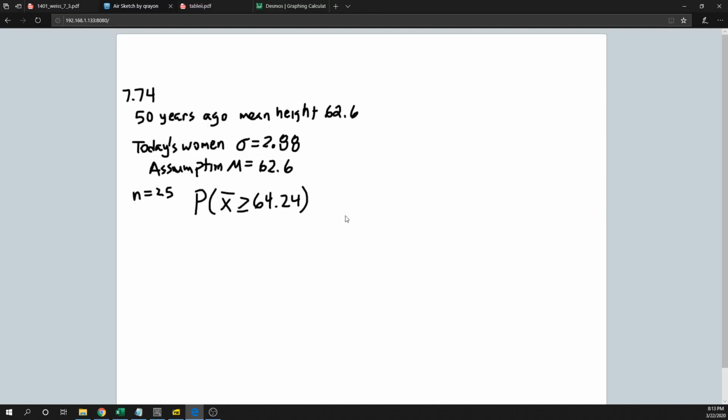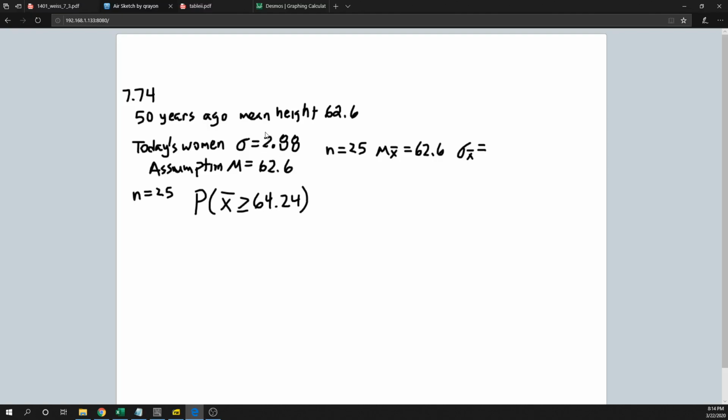So the very first thing that we have to do here, for n equals 25, is to find the sampling distribution of the sample mean. In other words, what we need to know is what is the mean of the sample means, and what is the standard deviation of the sample means. That's the first thing before we can calculate this probability. We know from studying the sampling distribution of the sample means that the mean of the sample means would be 62.6, same as the population mean, under that assumption.